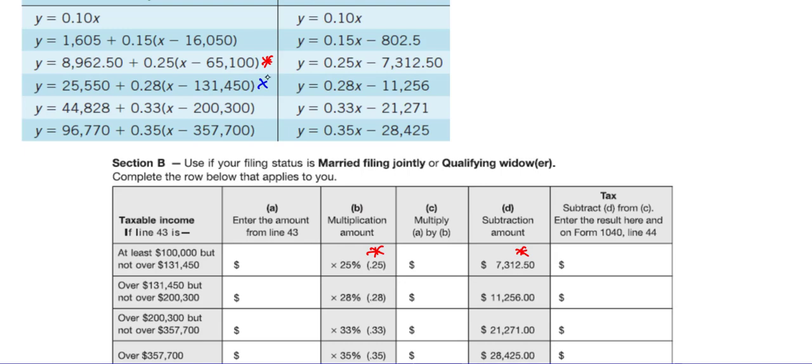Look at the next one down for our 28%. That also matches column B and C, so that's our 28% and our 11,256. So in the worksheet, essentially what the government has done is gone ahead and simplified the equations for you.